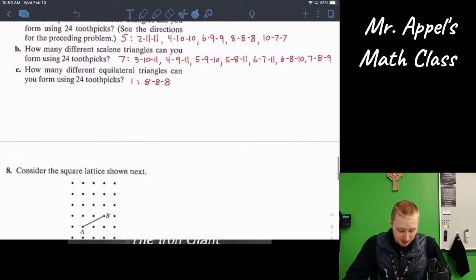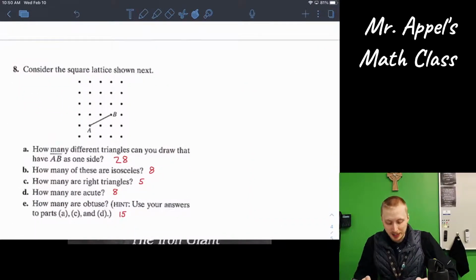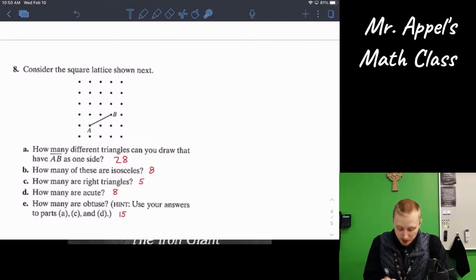Okay. And another drawing the triangles on the lattice. This time, because our AB was slanted, we have 30 possible dots, and only 2 of them are taken up, and there's no straight line eliminating any others, so it's 30 minus 2, 28 other dots we could connect to make a triangle. 8 are isosceles, 5 are right, 8 are acute, 15 are obtuse.